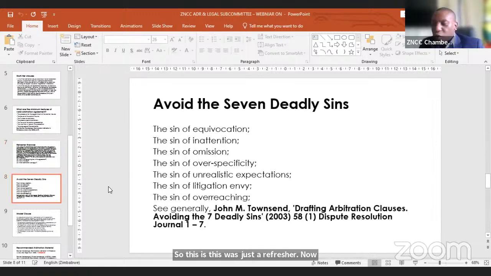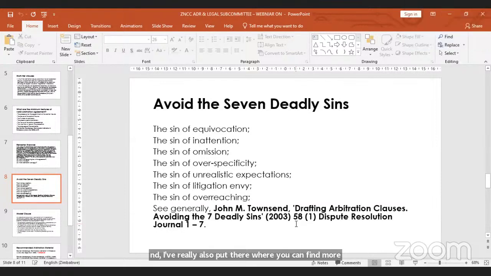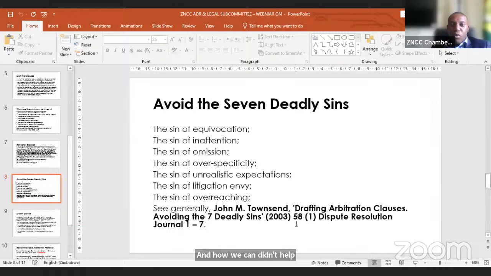Now we want to talk about what are known as the 7 deadly sins. This is what is going to help us on the things that we should avoid doing. So the do nots, the things that we should not do when we're drafting arbitration agreements, are what we now want to focus on. Like I said, these are 7 sins. The reason I call them 7 sins is because I've derived this from Mr. John Townsend. I've also put there where you can find more information concerning this and how it can help us when drafting agreements. For those who may want to know more about how to draft agreements, I would recommend finding this journal. It will help you.